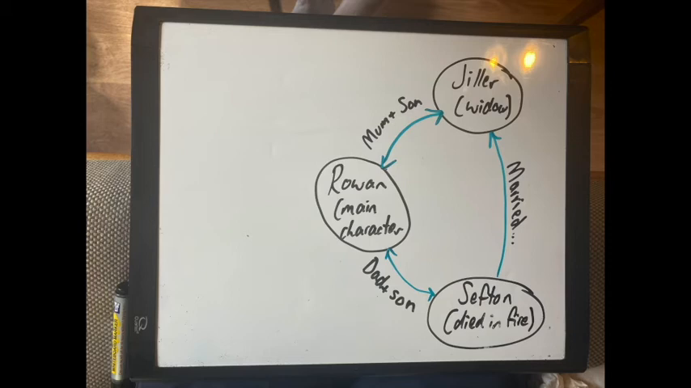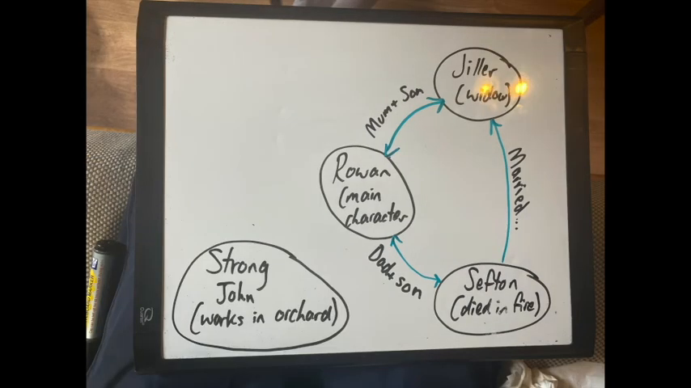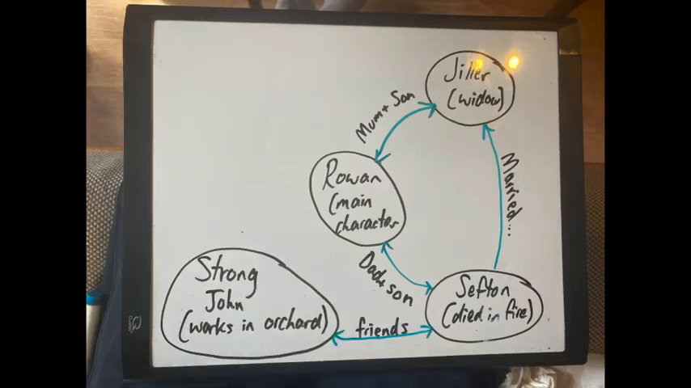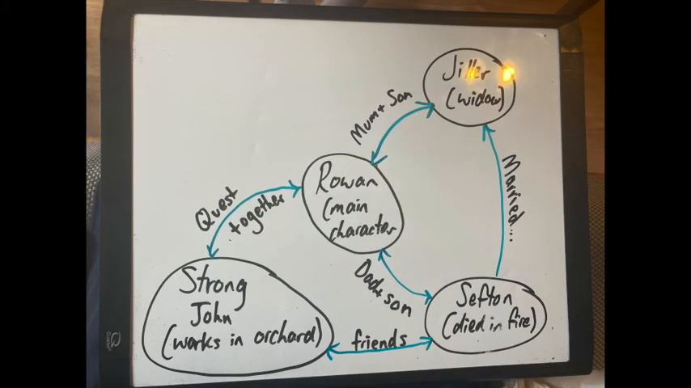I'm going to add one final character to my sociogram. I've added Strong John. As we've done before, we have to start to connect Strong John with the other characters. The novel does say that Strong John and Sefton were once friends before Sefton passed away, so there I've added a friendship connection between these two men. I can also spot the connection between Rowan and Strong John in that they're both going on a quest together.